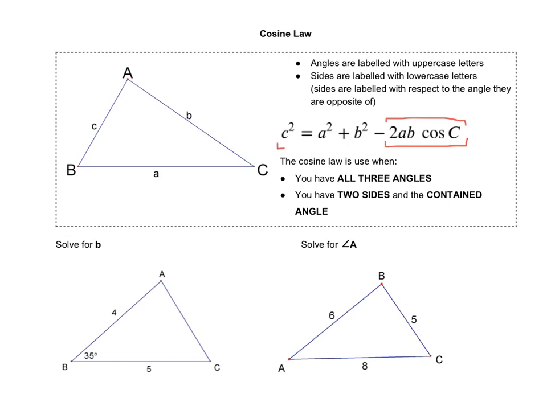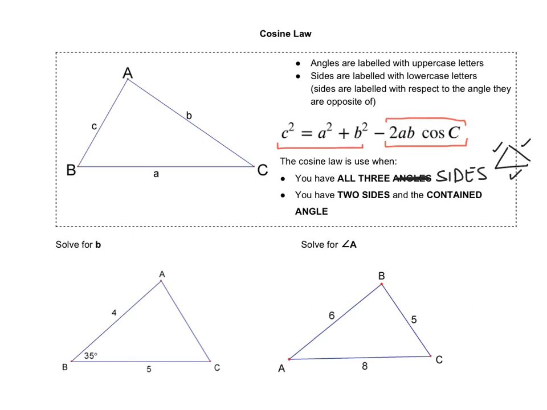Now this first part will look familiar to you because it looks like Pythagorean theorem, but obviously we're not dealing with a right triangle, so we have that additional piece. Now there are two scenarios where you must use cosine law and sine law will not work. The first one is when you have all three sides and absolutely no angles. So if you have a triangle and you're given the three sides but nothing inside, you have to use cosine law.